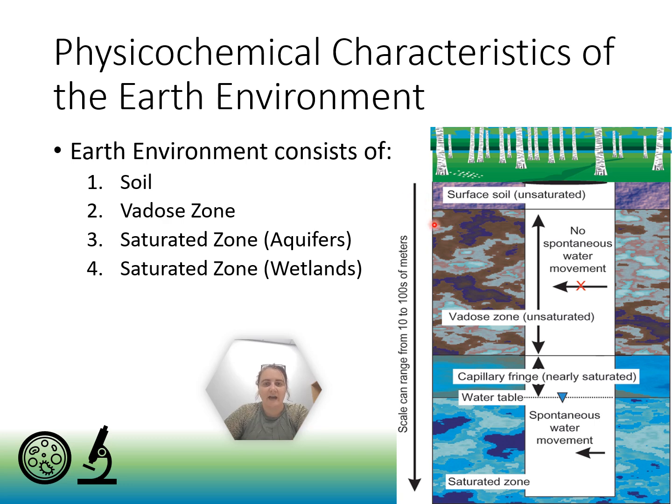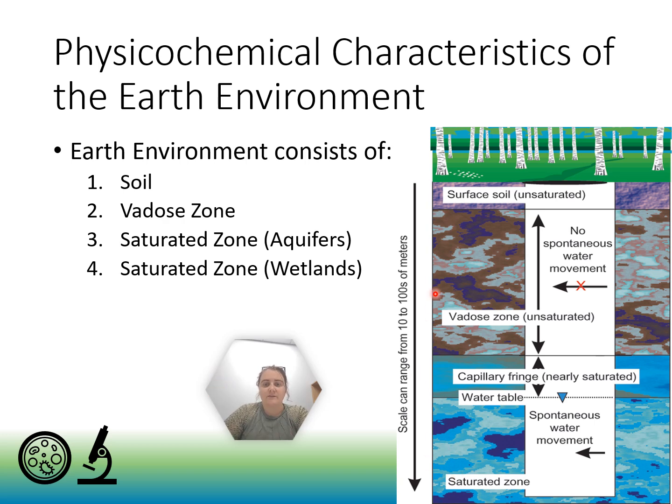Then as we move down, we enter what's called the vadose zone, which is an unsaturated area where there's no spontaneous water movement. Then we hit a region called the capillary fringe, where the water table is starting to interact with that vadose zone, and it's almost a saturated environment. Then we hit the water table and we hit the saturated zone, where there is spontaneous water movement.